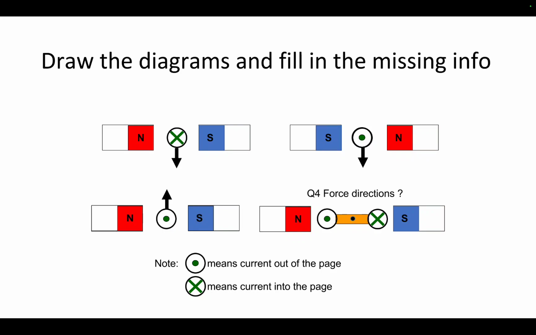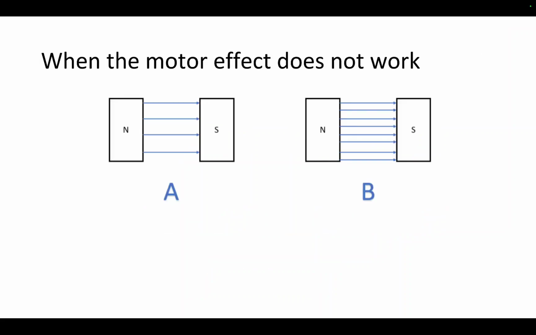Right, last one, force directions. You can probably predict what's going to happen here. You've got north to south, which is left to right, so your first finger should be pointing to the right. And then you've got 2 current directions, one out of the page and one into the page. You'll notice that one side of this coil will have force going up, and the other one acting downwards. So that'll rotate, that'll have a clockwise turning effect. Hopefully that's okay. If not, you might want to watch that bit again, redo the questions.